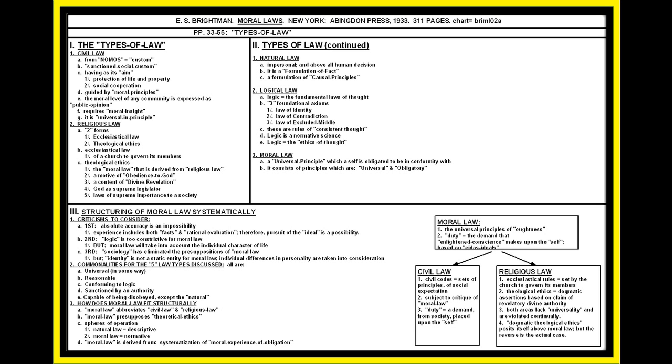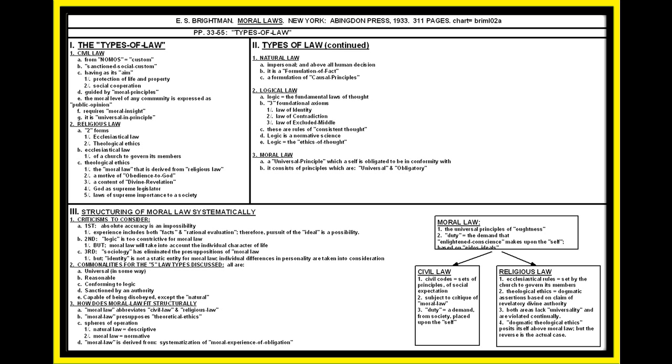So I've inserted a triad within the triad. If you look at the bottom right, we can look at the structure that has been given to us by Brightman. And number 1, moral law abbreviates civil law and religious law. Moral law consists of the universal principles of oughtness, and moral duty consists of the demand that an enlightened conscience makes upon the self based on the eidos ideals.